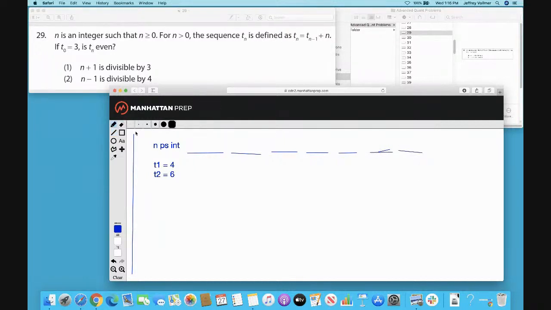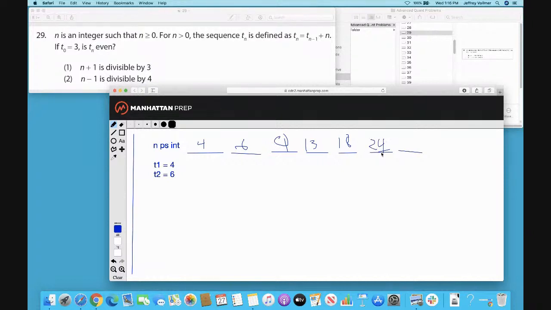All right, t1 is 4. t2 is the previous term plus 2, so 6. t3 is the previous term plus 3, so 9. Previous term plus 4, 13. So this is where I'm going to draw out because I don't feel like setting up new text boxes for all of these. 18, I'm going to add 6 here.